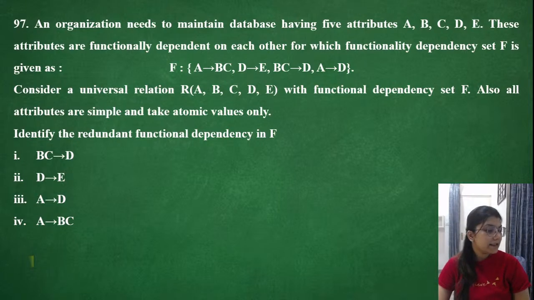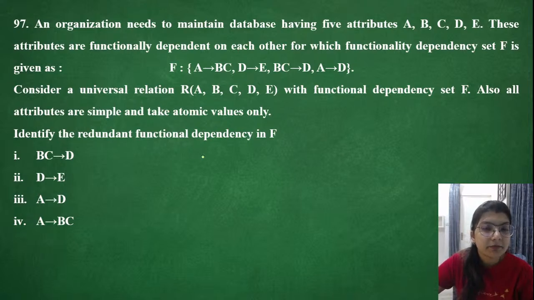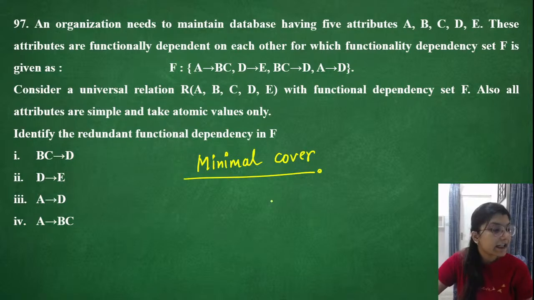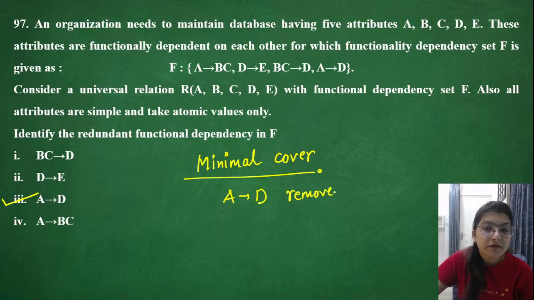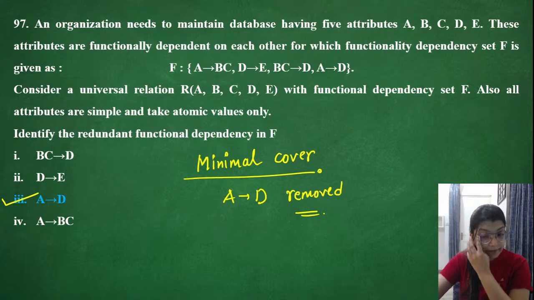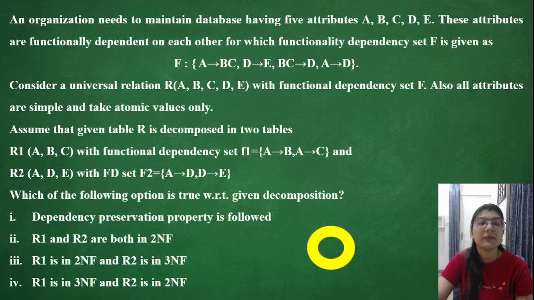So this is very easy. We have already seen in the previous question, when we were finding minimal cover, that we removed the functional dependency that was useless for us. A determines D was the functional dependency that was removed. Since it is removed, this means that it is useless or redundant. So the correct answer is option number 3. Very easy.